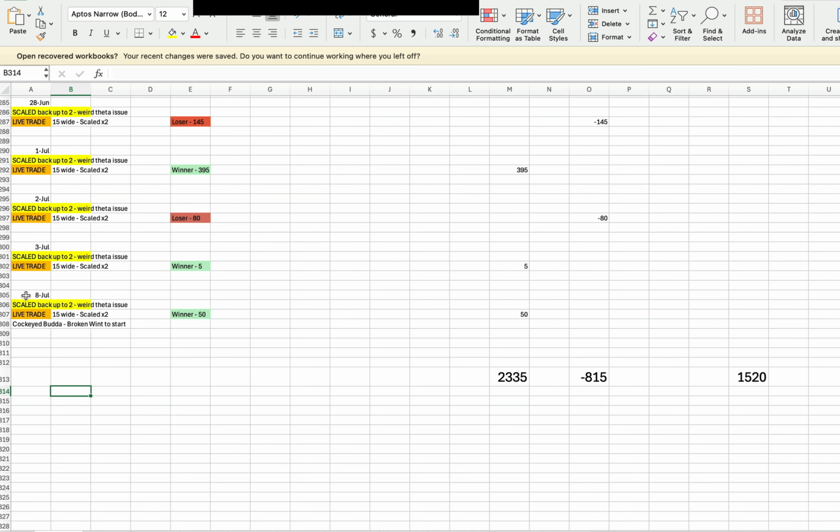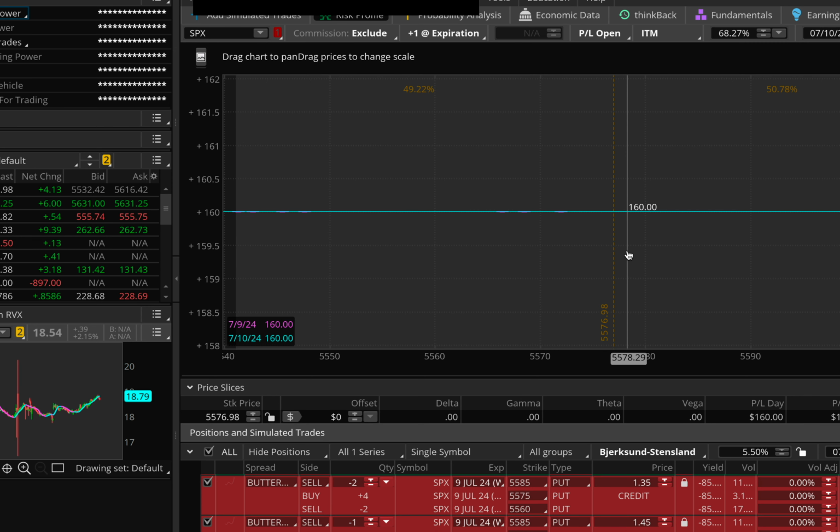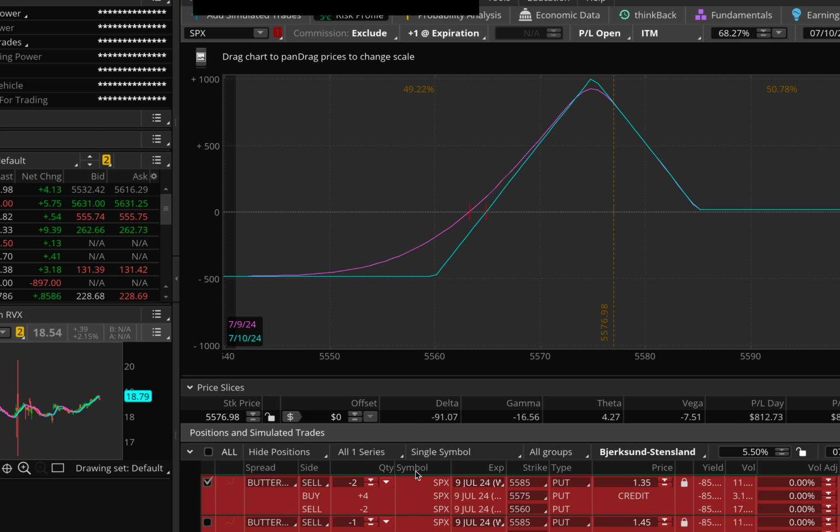So here's our Excel sheet. I'm just going to copy and paste this one down here. Today's July 9. And today we went to 3. We had a 3 contract trade on, so we scaled back up to 3. That'll be the same. So it was a winner. We made $160. Today was a beautiful trade.